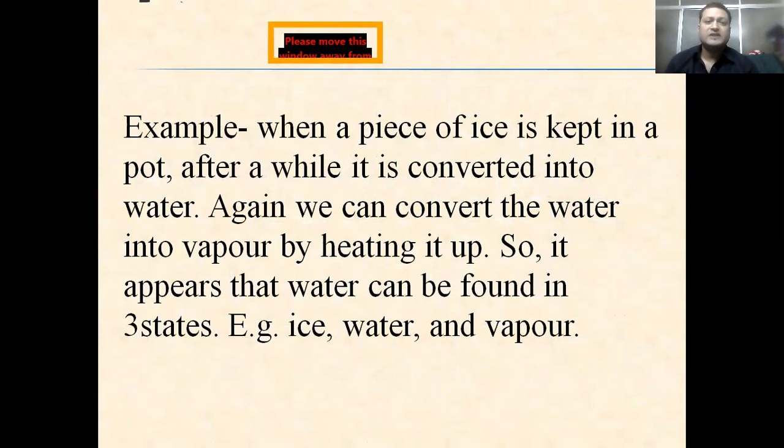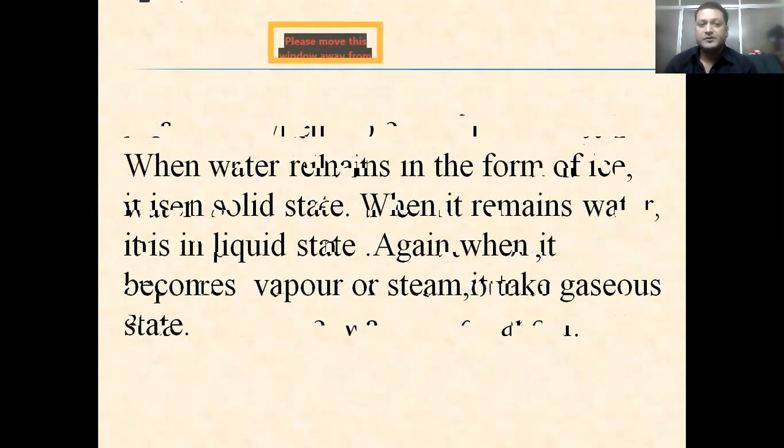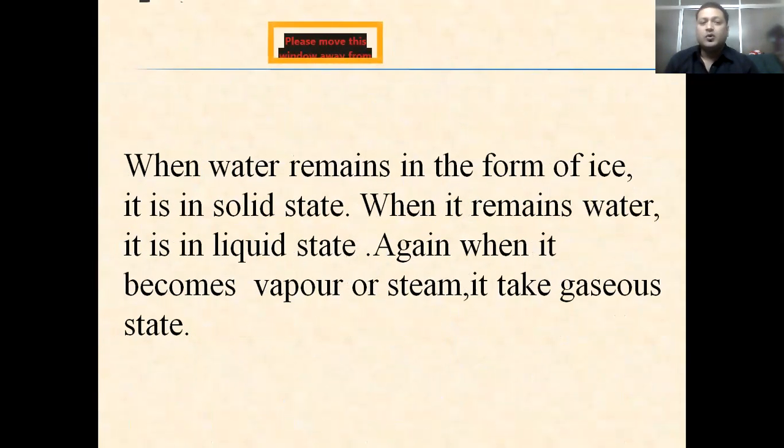Okay. So for example, when a piece of ice is kept in a pot, after a while it is converted to water. Again, we can convert the water into vapor by heating it up. So it appears that water can be found in three states. For example, ice, water, and vapor.